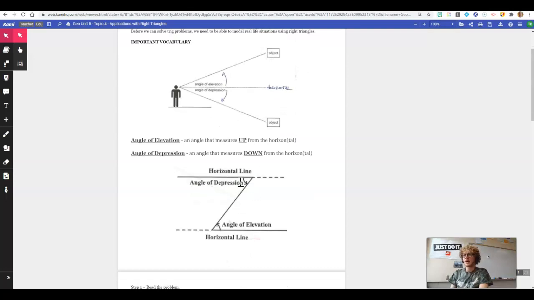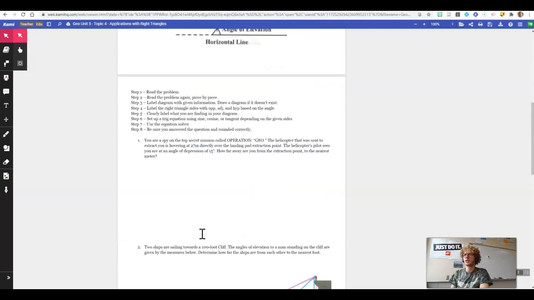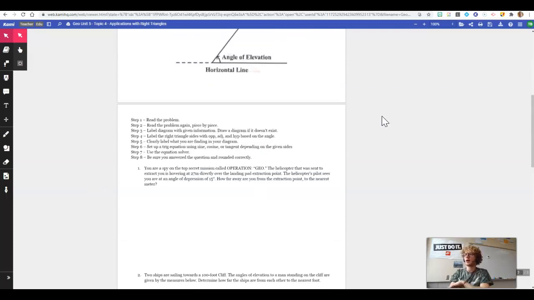The interesting thing about that is that they are equal. Sometimes a problem will give you the angle of depression, and it's easier to draw the triangle this way. So you would just say that that's equal to the angle of elevation because these are alternate interior angles, and alternate interior angles are congruent. So let's take a look at a problem. Let's hop right into it.